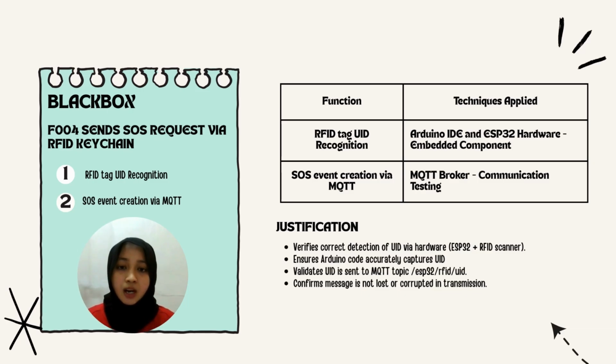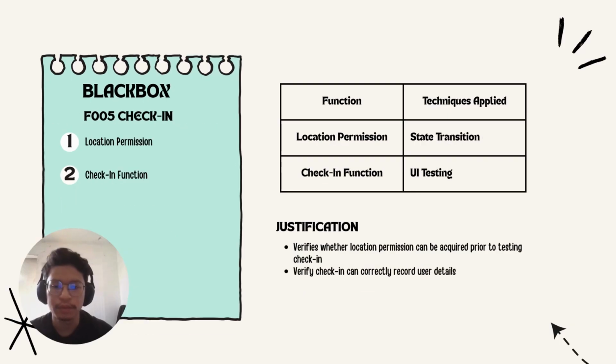This will verify correct detection of the UID via hardware, and it also ensures the Arduino can accurately capture the UID and validates that the UID is sent to the MQTT topic ESP32/RFID/UID based on the code of the hardware itself. It also confirms the message is not lost or corrupted in transmission. For F005, the functions that we have tested are location permission handling and the check-in function.